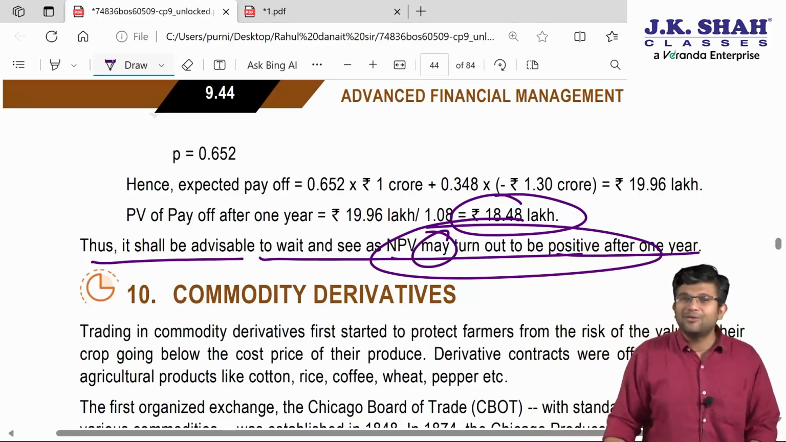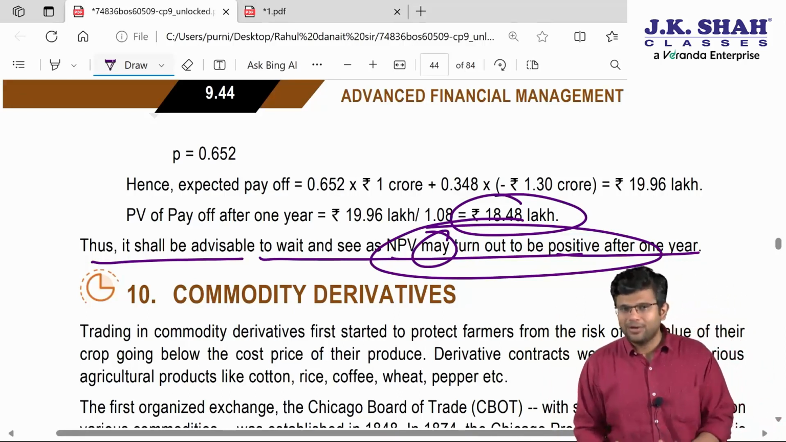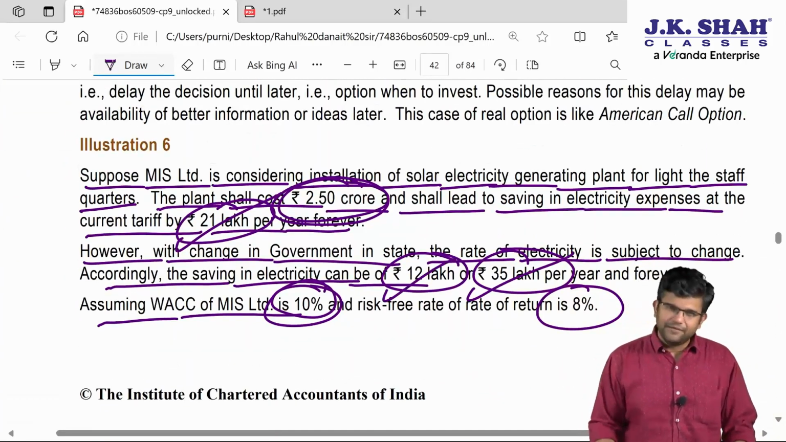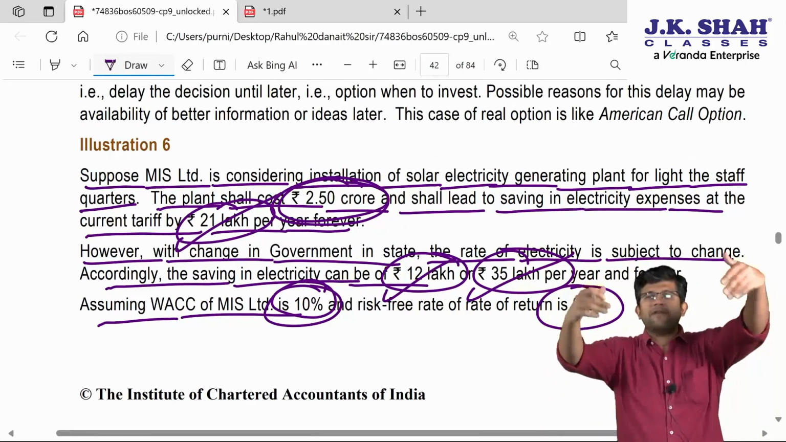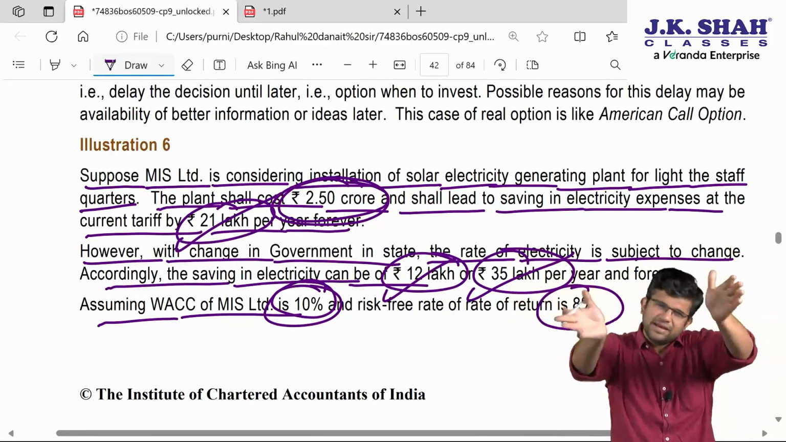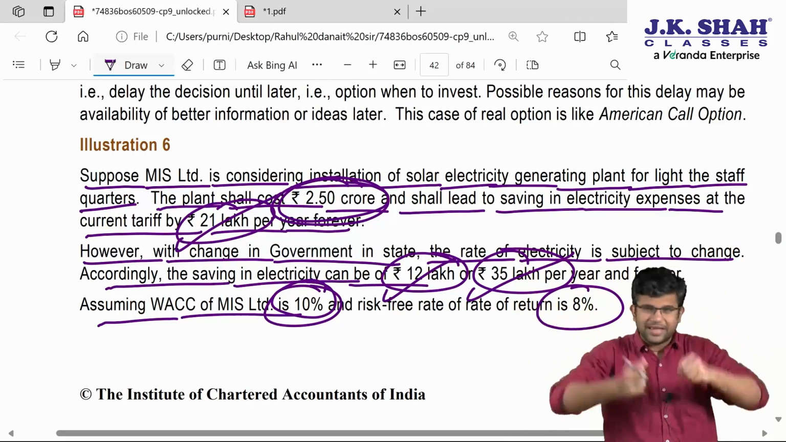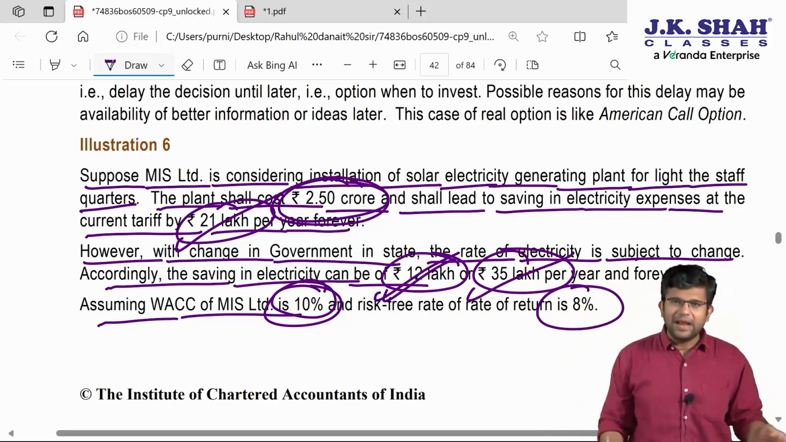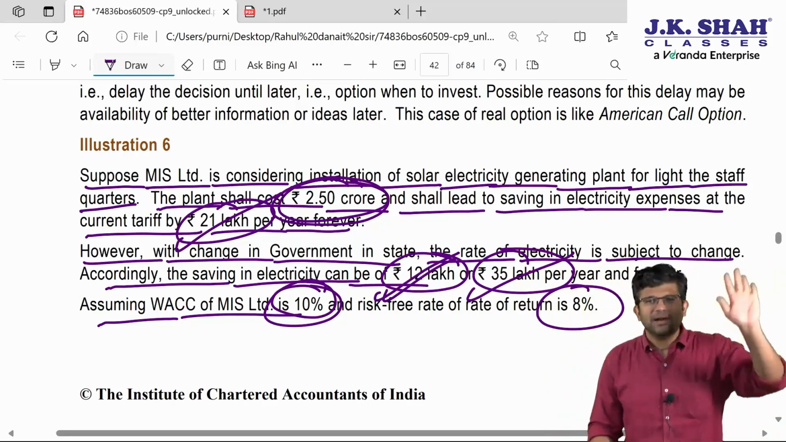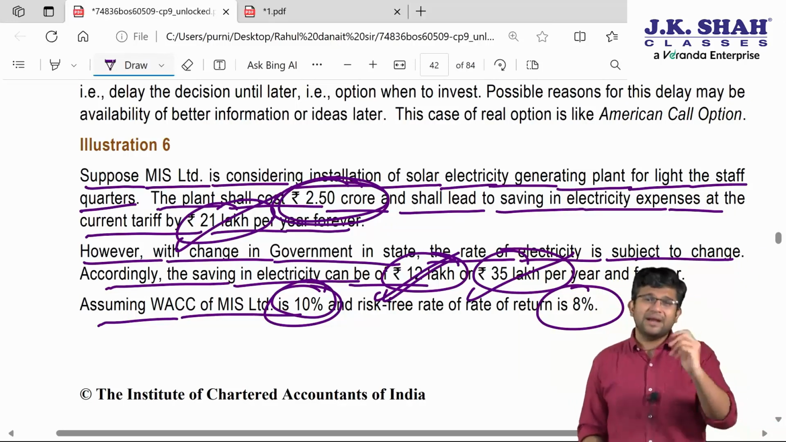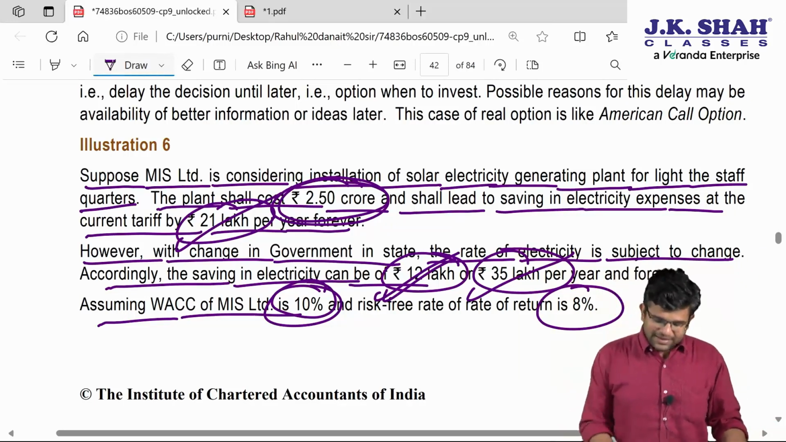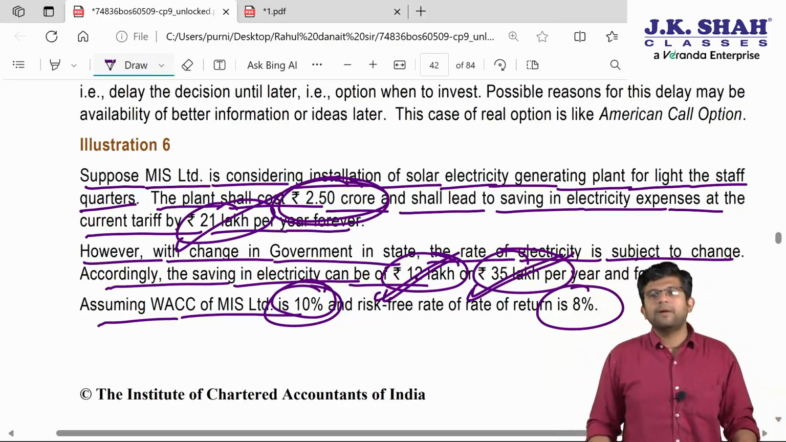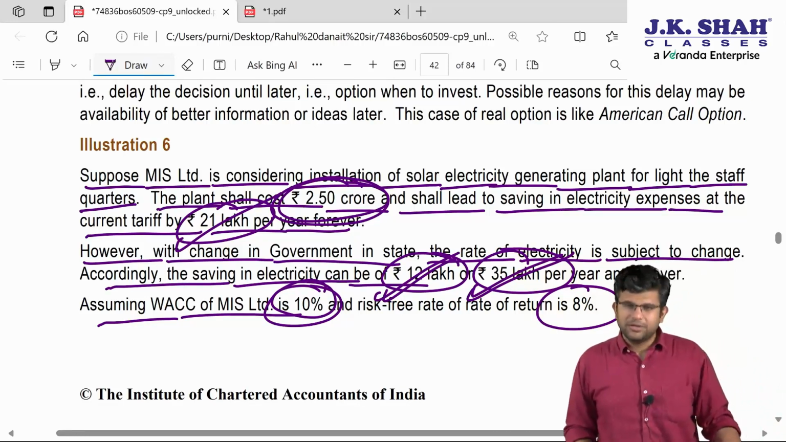Because after a year only we will be able to actually figure out whether the savings are going to be 12 or 35. As of today, because I have got two options, I found out the average of that 12 and 35, and all options came positive. But after 1 year, if actually the savings become only 12 lakh per annum, we will still say reject the project because it is not worth it. At 12 lakh there is a negative NPV of 1.3 crores. Yes, if it is 35 lakh per annum, then we will say please go for it, because 35 lakh per annum is going to give you a positive NPV.